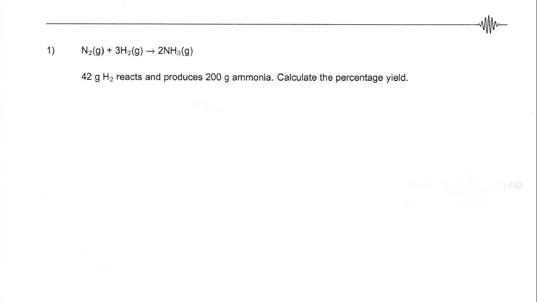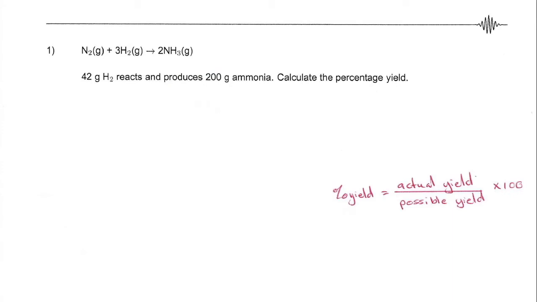In question 1, they gave us the Haber reaction where they're using nitrogen and hydrogen to produce ammonia, and they tell you 24 grams of hydrogen reacts and it produces 200 grams. Now, it produced 200. That is not to say that it was supposed to produce that. It really produced 200 grams. So that is my actual yield, right? I don't know what 24 grams was supposed to give you, but the actual yield was 200.